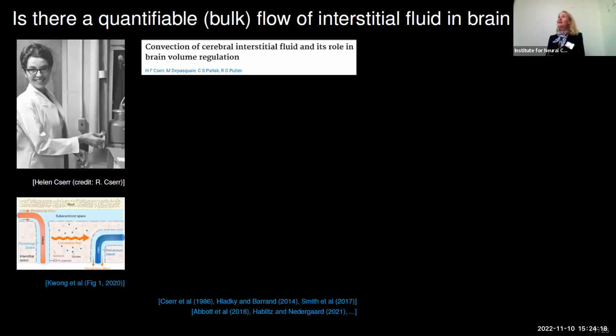So we can continue the story. We can ask, what about other modes of transport? How about convection? In 1981, Helen Serre and her group indeed found a bulk flow of tissue fluid inside brain tissue, corresponding to around 5 to 15 micrometers per minute. So this is very slow, but it was consistently there. That's what they found.